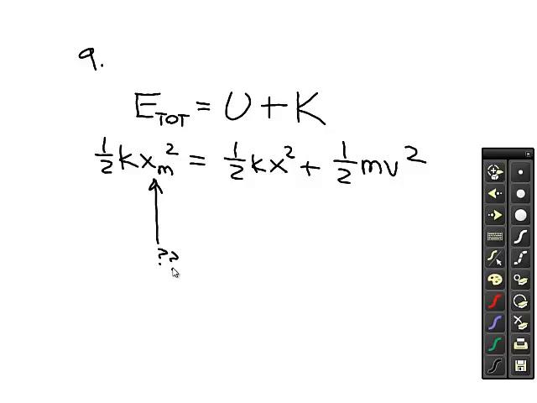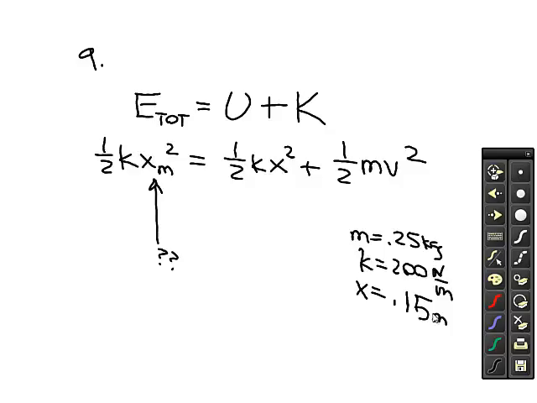Oh my gosh, they told us the mass is 0.25 kilograms. They told us the spring constant is 200 newtons per meter. They tell us x at a particular moment is 0.15 meters. Whoa, that's a 5. And they told us the velocity at that particular point is 3 meters per second. I think we're cooking with gas, folks. They gave us so much information, we're overflowing.